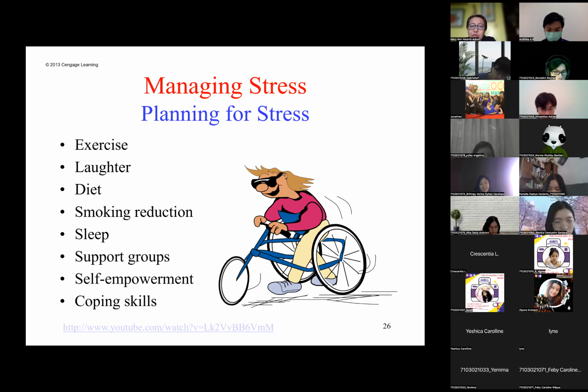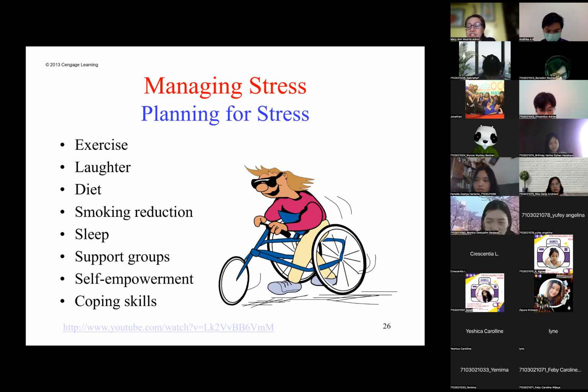Is there hope? We seem to have discussed all negative things about stress. Yes, there is, because there are also ways by which we can manage stress. We can manage stress by planning for stress. These are practical interventions in dealing with stress. For example, exercise. Exercise is a very good way of dealing with stress because exercise releases endorphins that make a person feel good. When endorphins are in your blood, in your system, you feel good about yourself, about everything else.